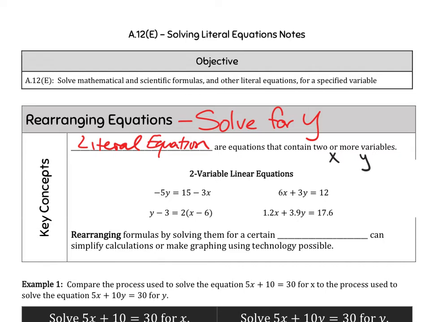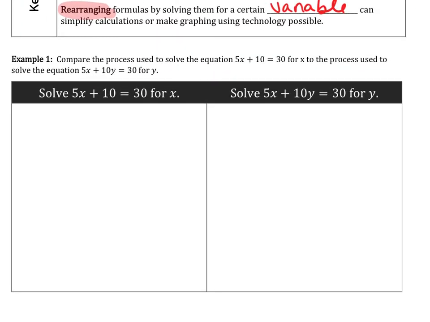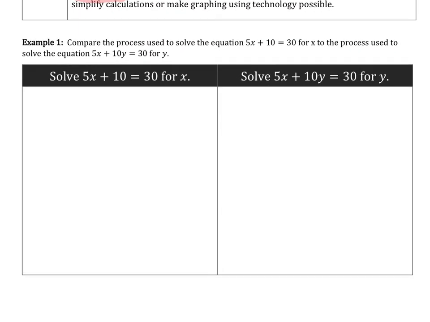But being able to rearrange formulas by solving them for a certain variable can simplify calculations, especially if you go into physics or you're looking at engineering as a career. This is huge. Or graphing them using technology, which is what will be helpful in our class. Okay, we're going to do an example comparing what we have been doing with what we're doing now. For this example, though, I'm not going to use the box method. I'm going to go back to what we did our very first day we took notes and use inverse operations, just so I can show you how this has changed.